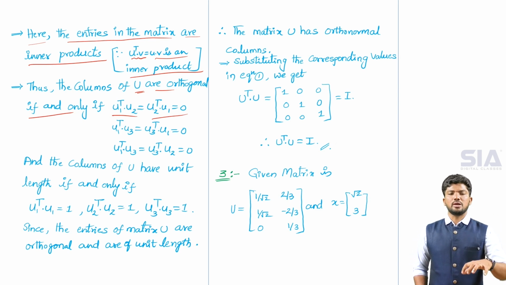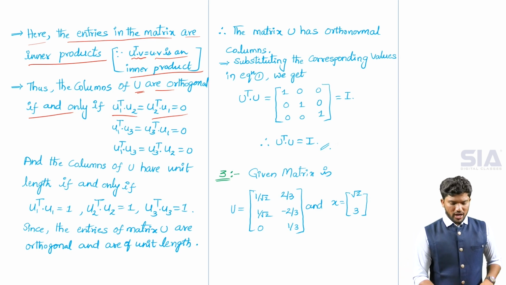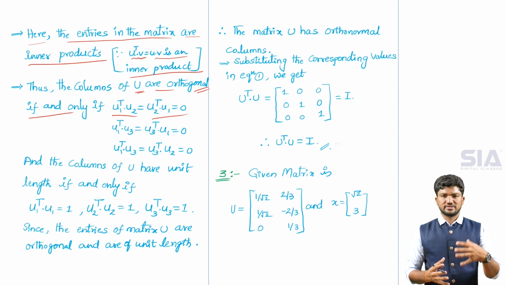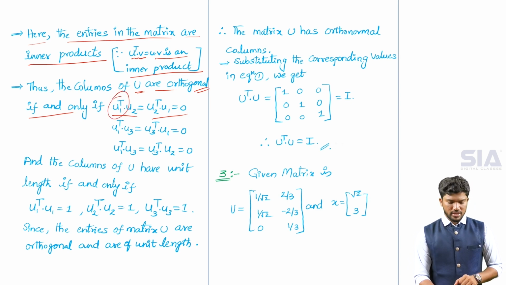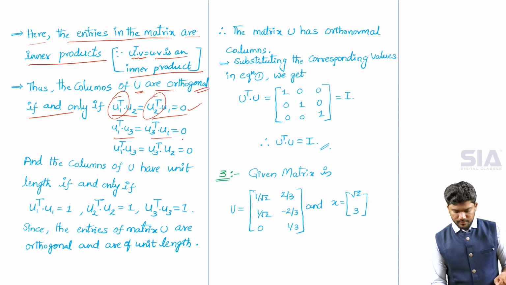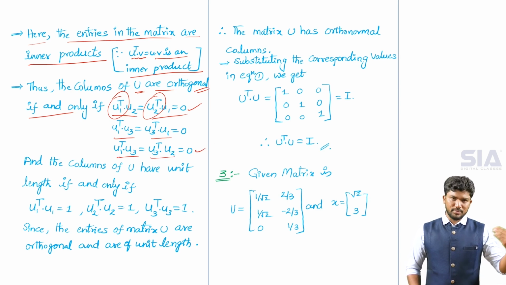Whenever you say the columns of capital U are orthogonal, what does orthogonal mean? The product of the vectors in those columns, that value is equal to 0. So therefore U1 transpose into U2, that is equal to U2 transpose into U1, the value is equal to 0. In that matrix, wherever you have these values, substitute those values equal to 0, in the previous matrix.